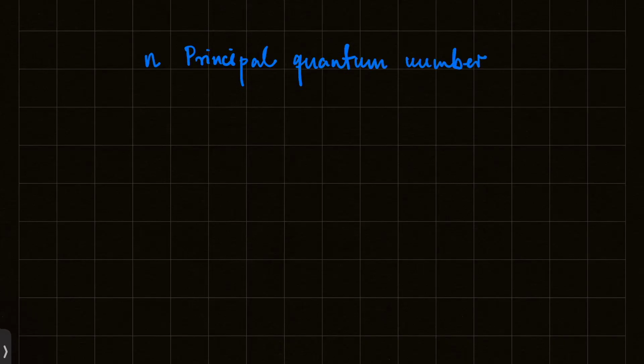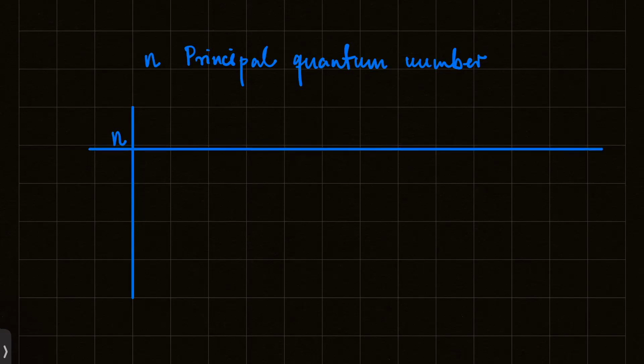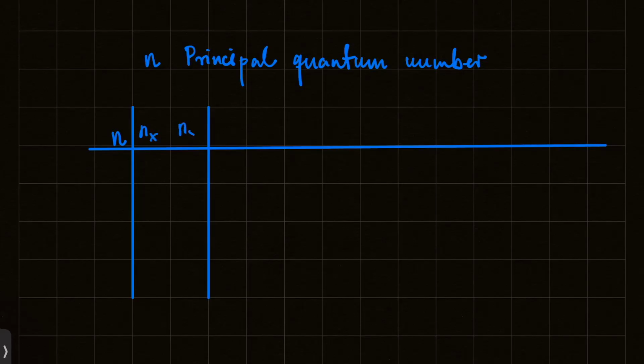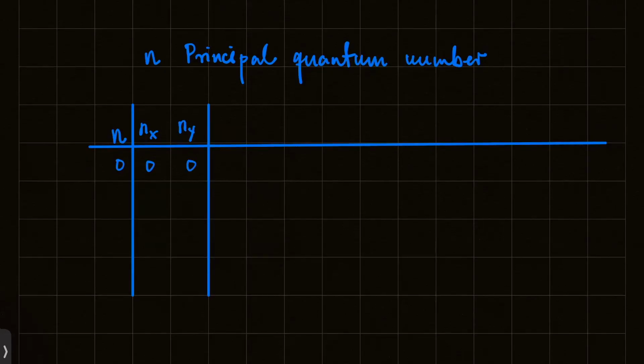And so we can think of n in terms of nx and ny. So if I do that, then here is n of x and n of y. So if n is 0, well, it can only happen in one way. nx can be 0, and ny can be 0.